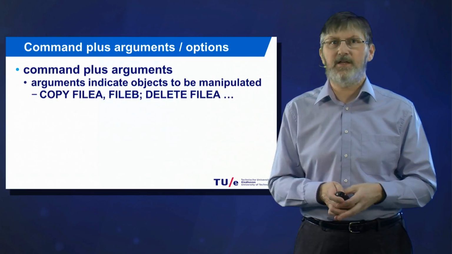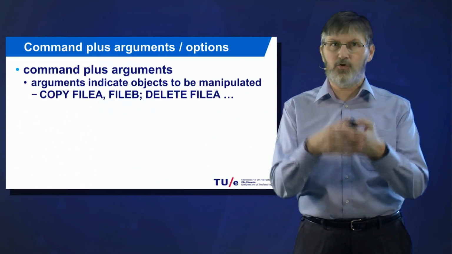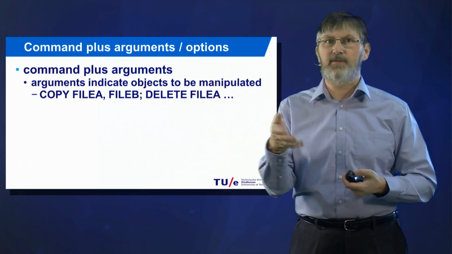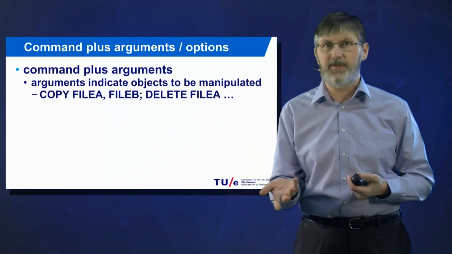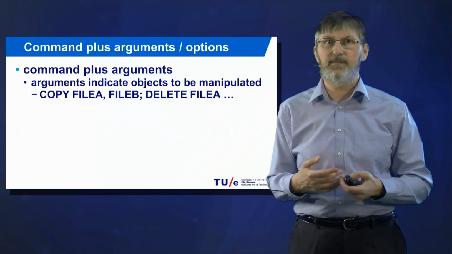The commands with their arguments are easy to learn if we have simple commands like copy and a convention that says, well, if we say copy file A, comma file B, it means file A is copied to the name of file B. Or delete file A, the meaning is very clear.